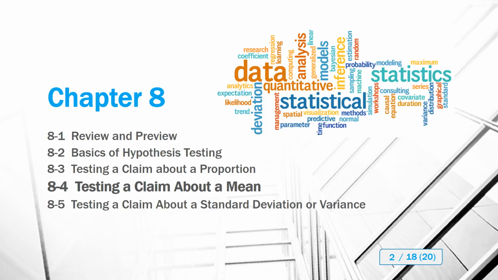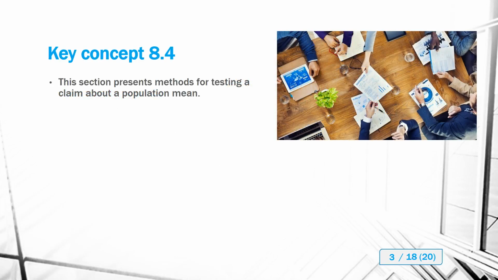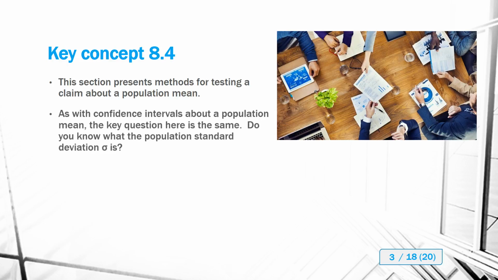As you can see, 8.4 and 8.5 are the final sections that we're going to look at in Chapter 8. So let's dive in with the first of these two sections, 8.4, testing a claim about a mean. Here in this section, we're going to present methods for testing a claim about a population mean.